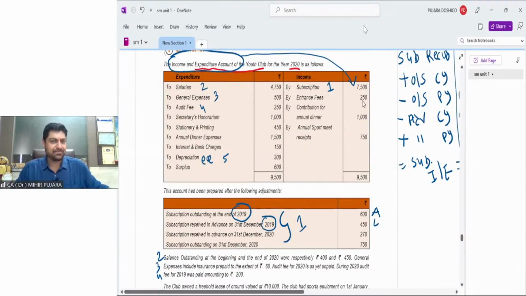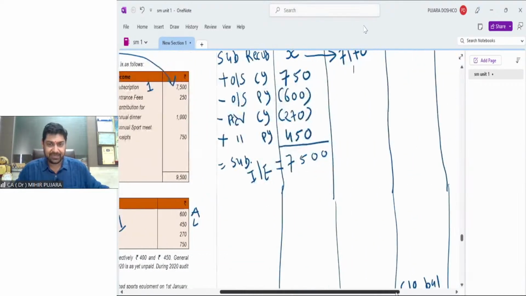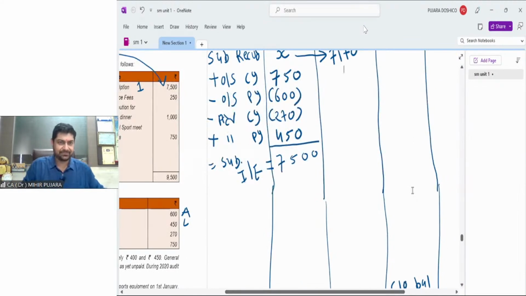Entrance fee 250, no adjustments. It is our receipt, right? It is our receipt.